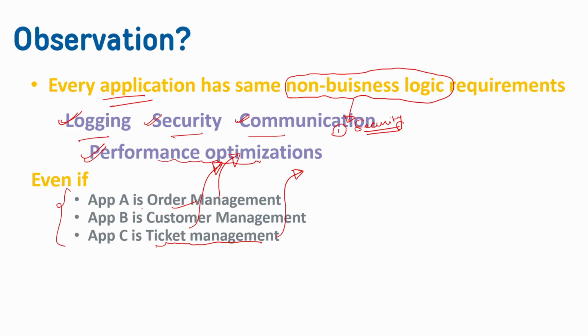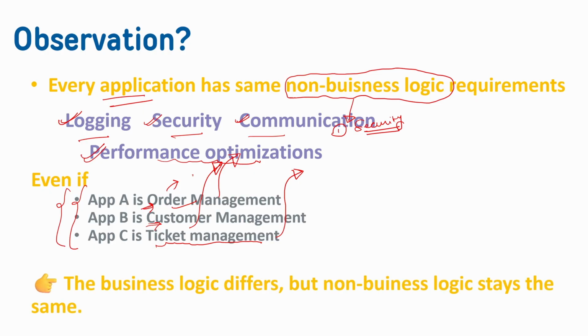For example, for order management, the business requirement is that the user can place the order and should be able to track the order. For customer management, the admin should add the customer and view all its status and track its status. For ticket management, the business requirement is that the user should be able to book the tickets. So even if the apps are of different kinds and handle different business operations, their non-business logic requirement is the same.